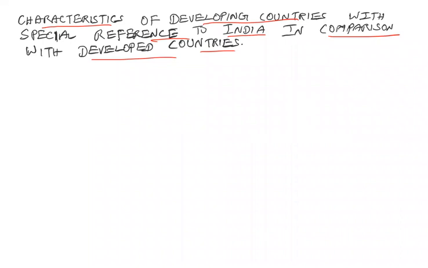So in today's class, we'll check one of the most important topics. What are the characteristics of developing countries with reference to India? And while we are doing that, we will also compare the characteristics of the developed countries. Now, on what basis are the countries classified as developed, and which are the underdeveloped or low income countries?